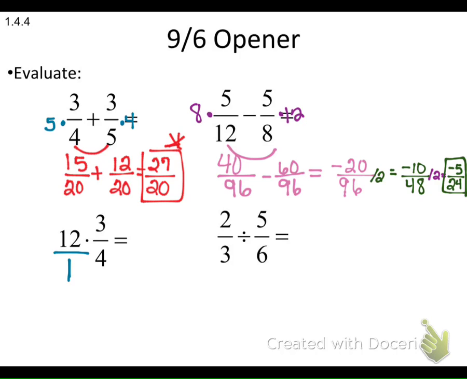So now we have 12 over 1. Can you reduce 12 over 1? Nah, because 1's simplest form. But can you reduce 12 and 4? Yeah, what are they both divisible by? By 2. So what's 12 divided by 2? Anybody? What's 12 divided by 2? 6. And what's 4 divided by 2?